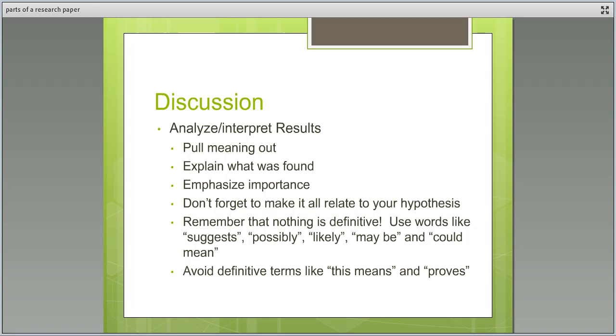Don't forget to make it all relate back to your hypothesis, and try to remember to use words that aren't definitive. You want to use words like this suggests, it possibly means, likely, maybe, or this could mean. And you want to avoid using definitive terms like this means or this proves, because remember your research is suggesting things, but you're not conclusively saying this is the only thing possible.